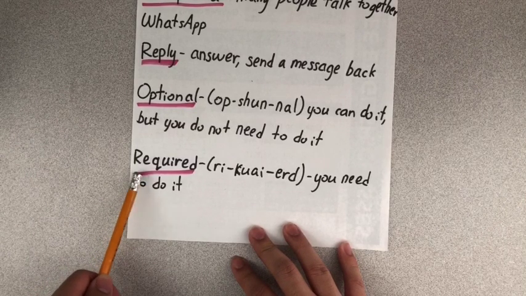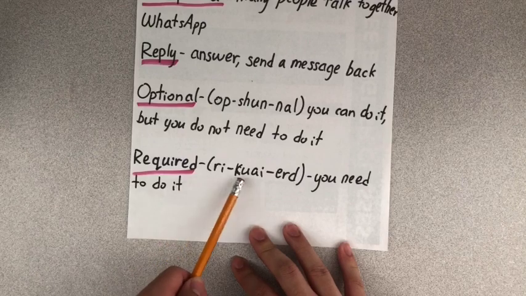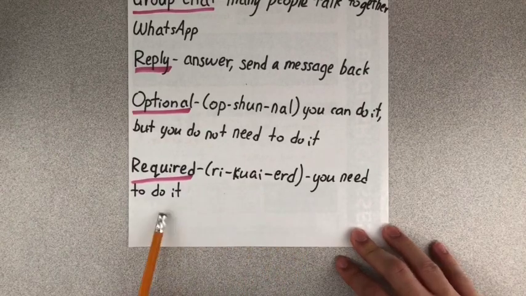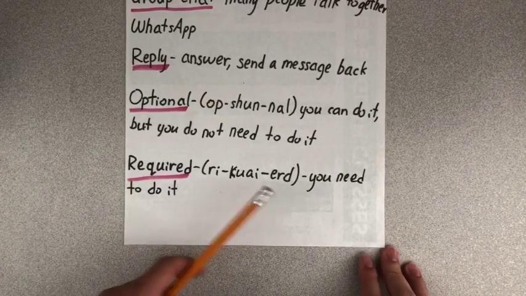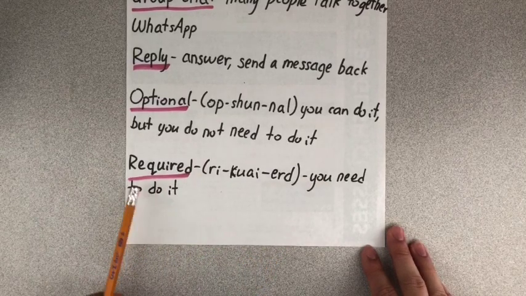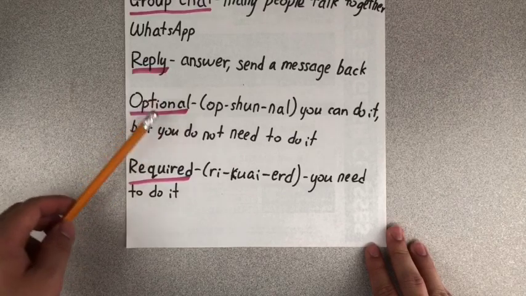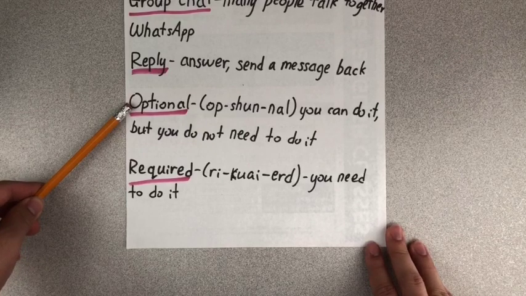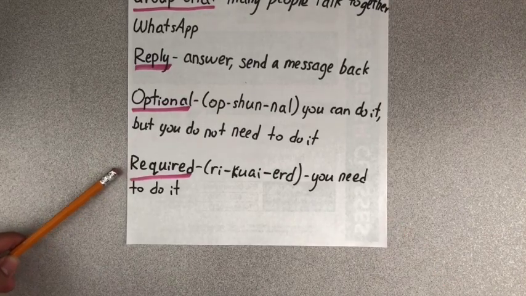Required. R-E-Q-U-I-R-E-D. Required means you need to do it. If I go to the store and I buy food, or I buy clothes, I buy water, I buy medicine, it is required. I need to go buy food. I need to buy medicine. It's required. Toys or flowers are optional. You don't need to buy toys, but you can. But you need to buy food to eat. It's required.